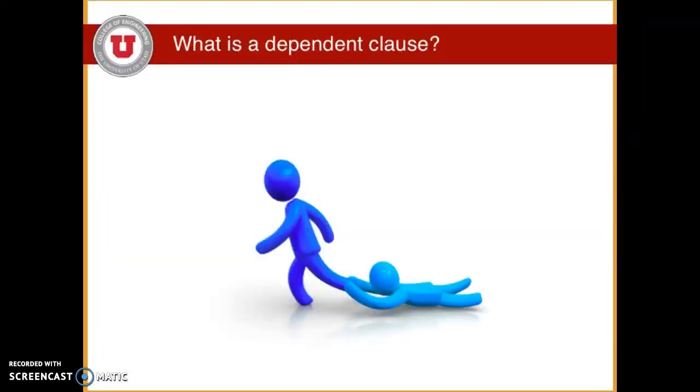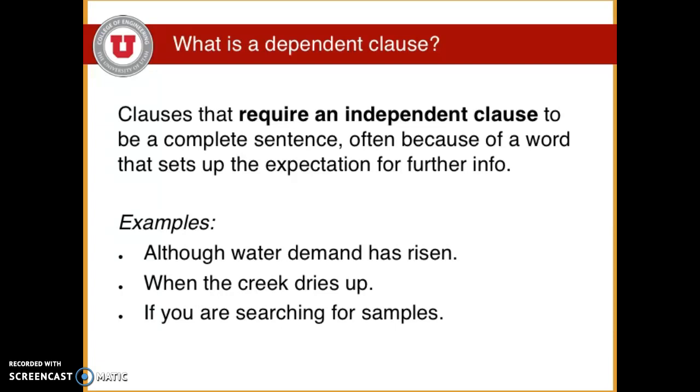So the first element we're going to talk about is clauses, which are the building blocks of sentences. So take a second and pause the presentation and consider how you would define a dependent clause. A dependent clause is one that requires an independent clause in order to be a complete sentence. Usually this is because there's a cue word that sets up the expectation that there will be further information included. Words like since, although, when, for example.